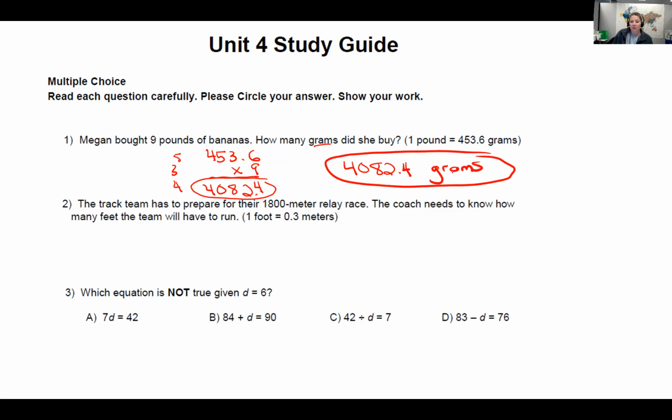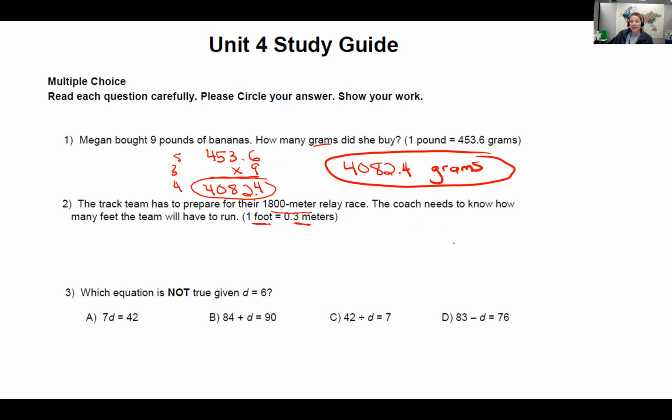All right, number 2. The track team has to practice for their 1,800 meter relay race. The coach wants to know how many feet the team will have to run. Well, 1 foot is 0.3 meters, and we have 1,800 meters. So for every meter, there's going to be several feet, right? So how would we convert this? Would we add, subtract, multiply, or divide?